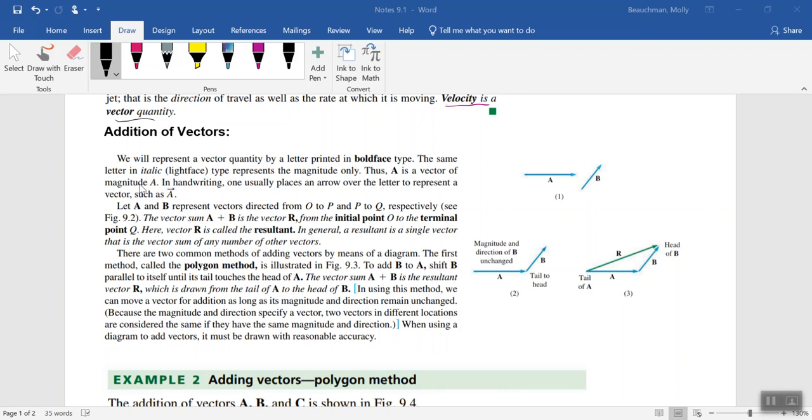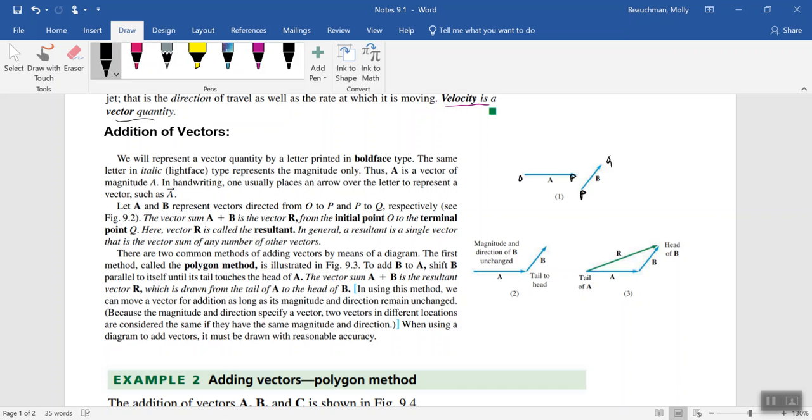Thus, bold A is a vector of magnitude A, not bold. In handwriting, one usually places an arrow over the letter to represent a vector, such as A with a little arrow over the top. That represents vector A. If A and B represent vectors directed from O to P and P to Q respectively, so I'm going to use this example. So vector A goes from O to P, and vector B from P to Q, the vector sum A plus B is the vector R from the initial point O to the terminal point Q. Here vector R is called the resultant.